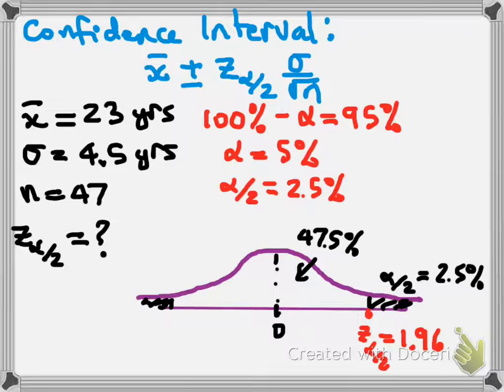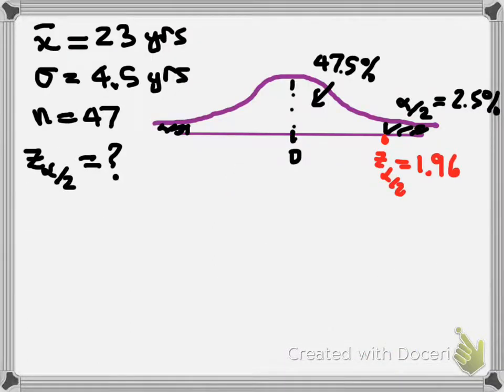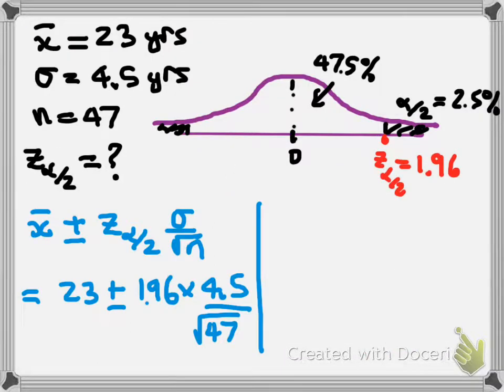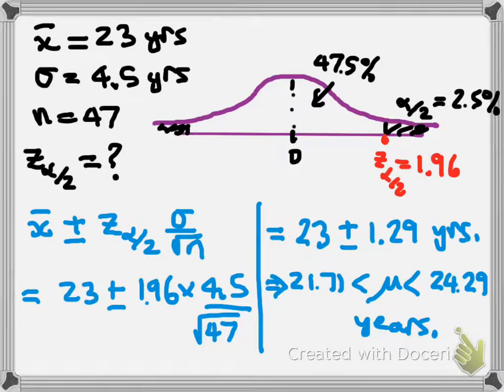Using that critical value now and all the other information that we have, we can now create our confidence interval. X bar plus or minus z sub alpha over 2 multiplied by sigma divided by the square root of n. If we substitute all the information from the question in the formula, it will come out as shown, and then you can calculate your error is 1.29 years, and then you will have an interval of 21.71 to 24.29 years.